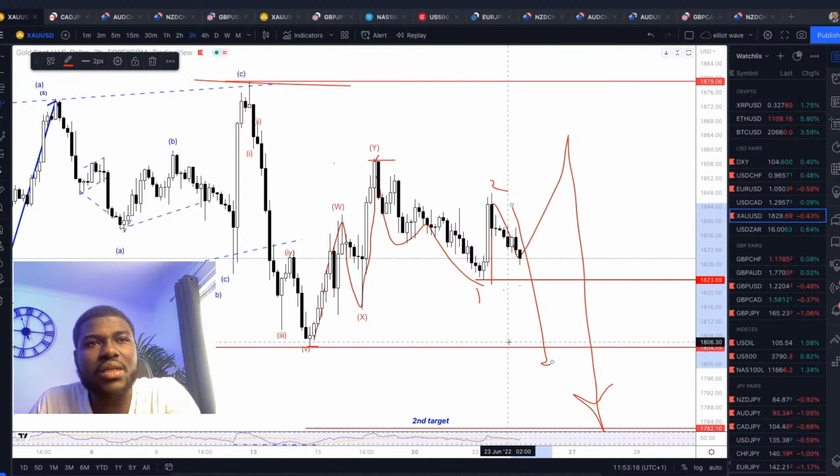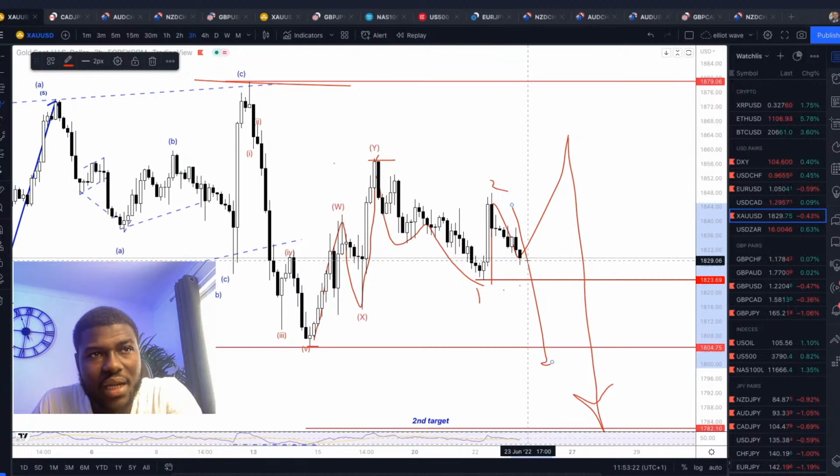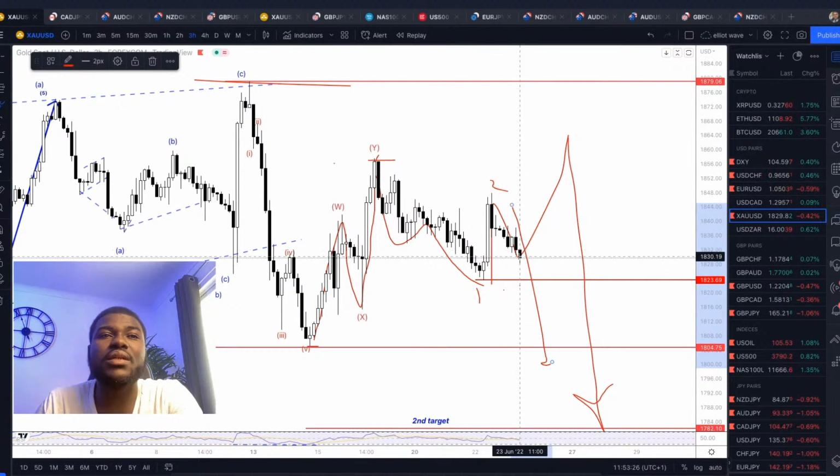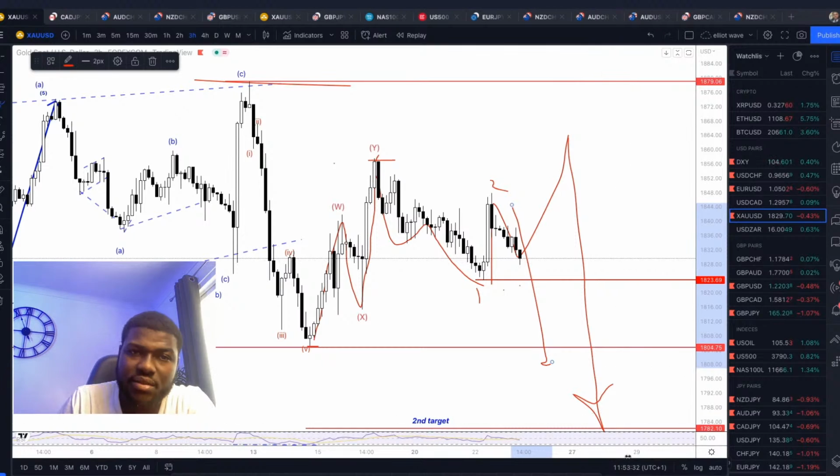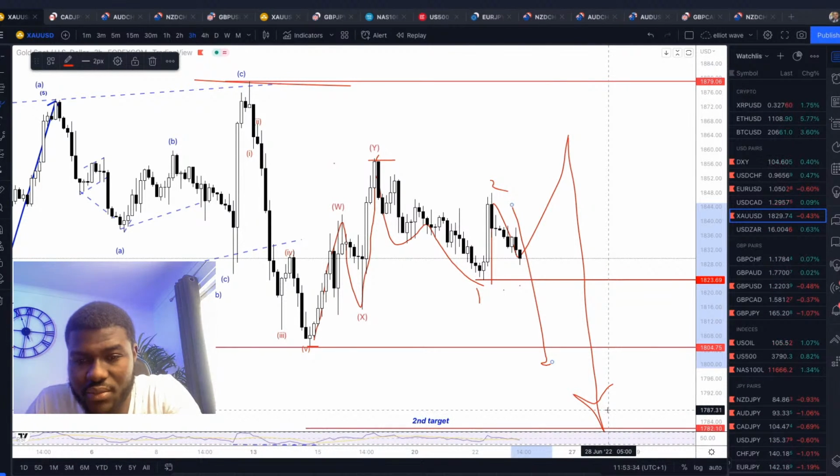But the question now is, when is this going to continue the fall? Will it continue the way it started this morning? Or there's going to be a reversal to the upside for today and tomorrow? Maybe Monday, Tuesday, you can now start seeing a bearish move. That is what I'm saying. There's a high possibility of one of these two scenarios to happen.